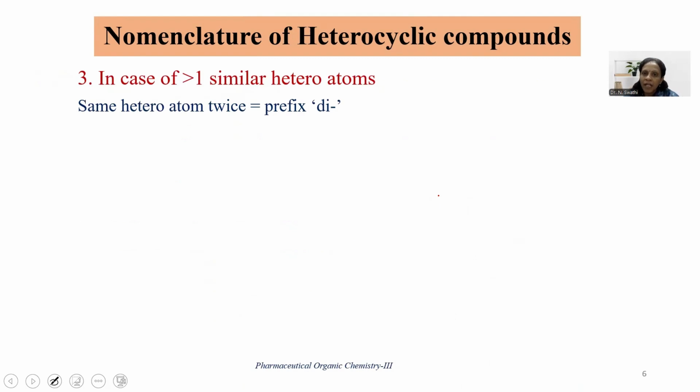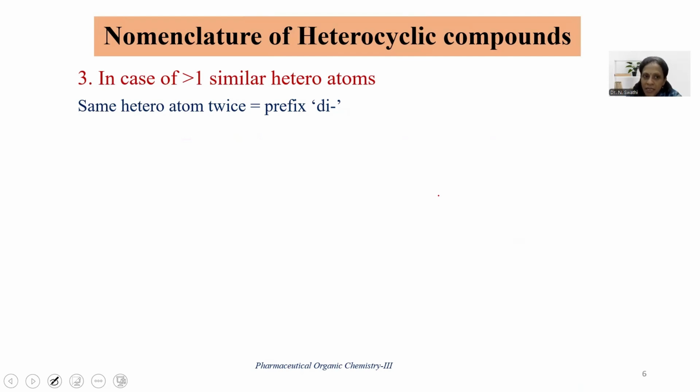Now, suppose the given heterocyclic compound has more than one heteroatom. Again, two conditions will be there: when the compound has more than one similar heteroatom, and when the heteroatoms are dissimilar. So let us now see how we can name those heterocyclic compounds.